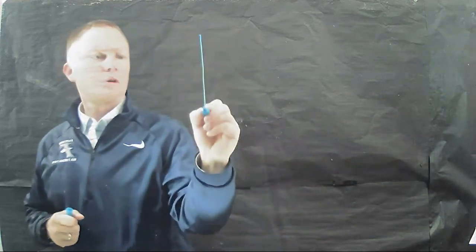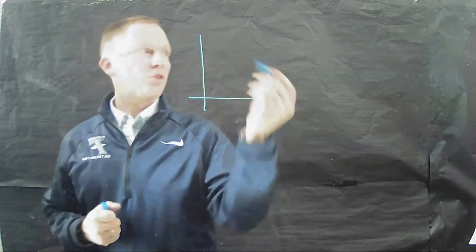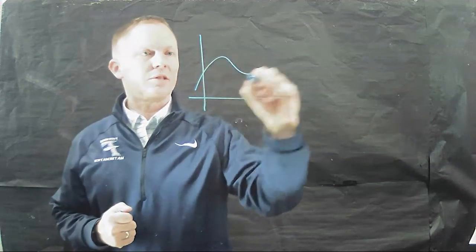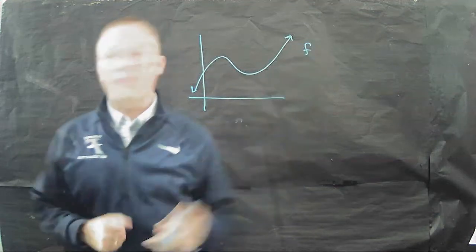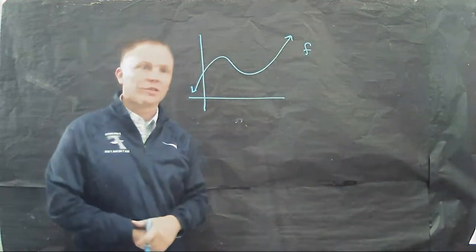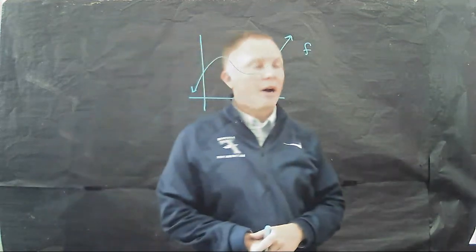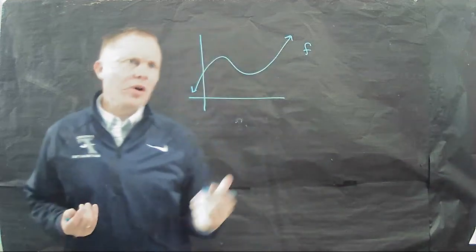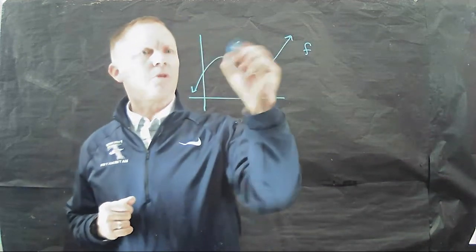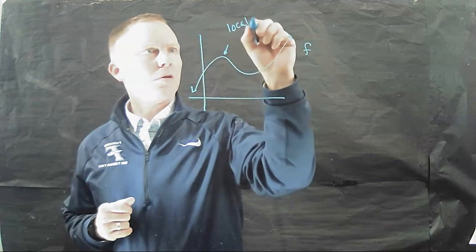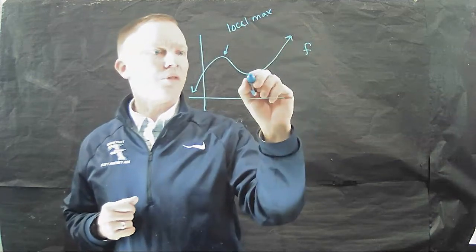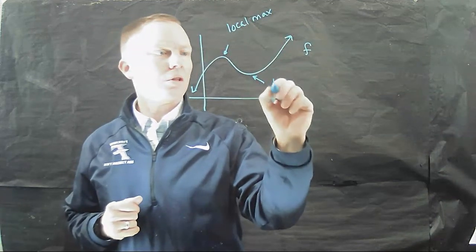So I'm just going to start off with a quick picture here. If I draw a picture that looks something like this, and I label this function f, just a function f. I think we're pretty comfortable at this point. We call this right here a local max, and we call this right here a local min.